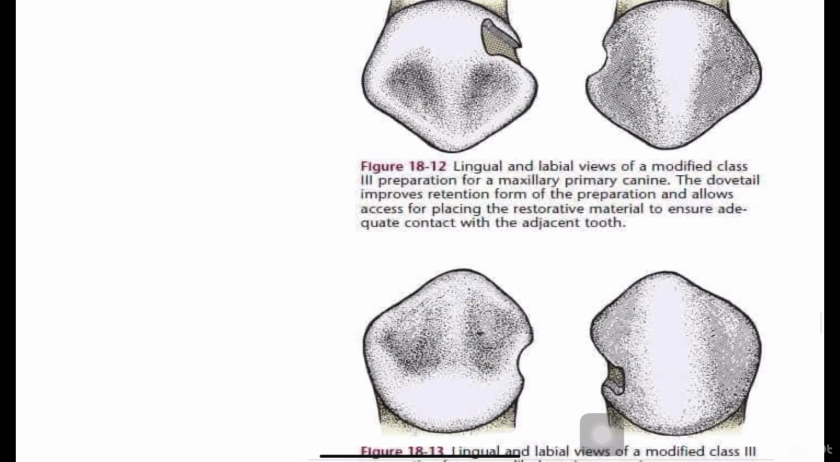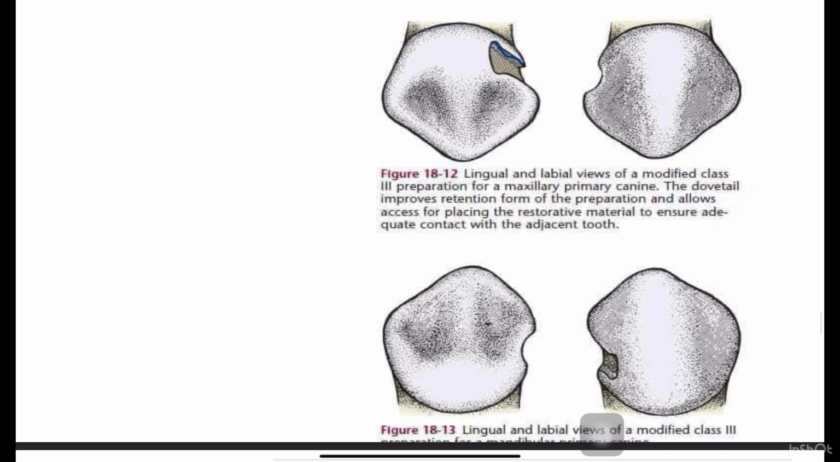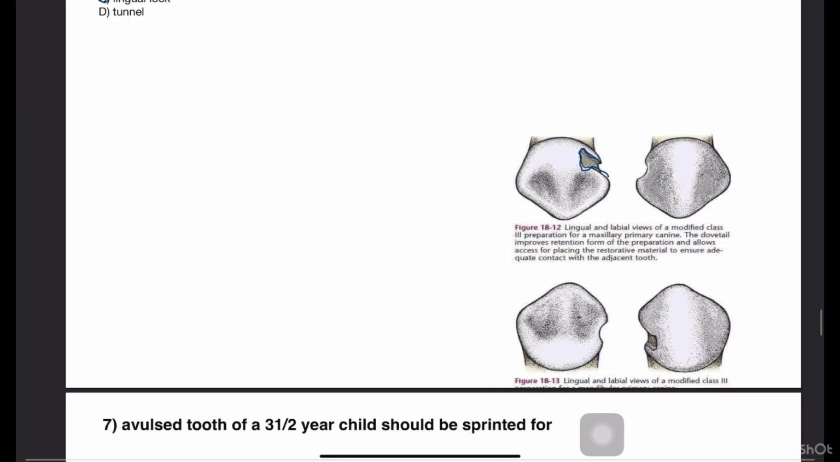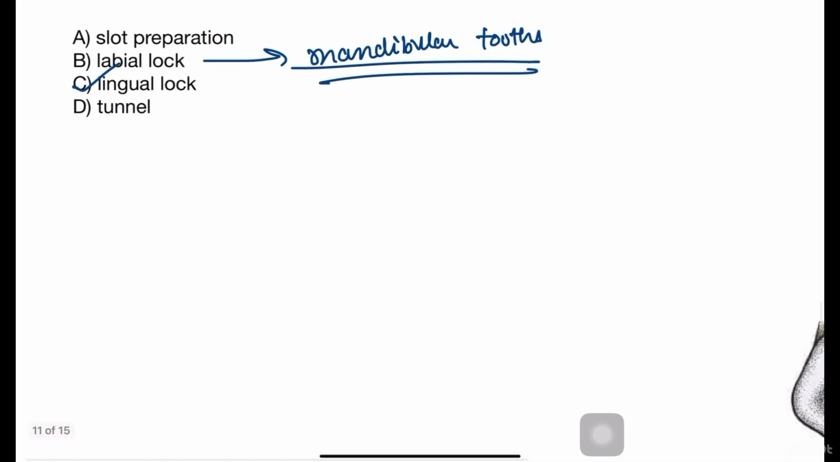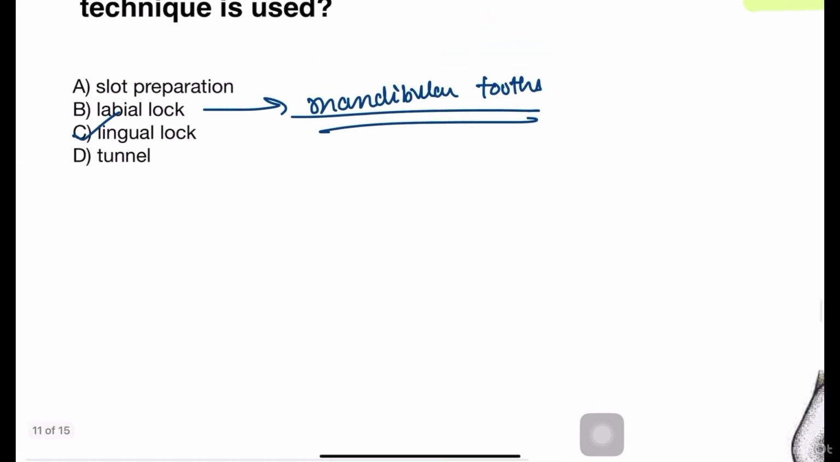These are the lingual locks which are given in the maxillary anterior teeth. Also, we give labial lock in such situations where we have a mandibular tooth, where no more aesthetics are required. So there we give labial lock. Otherwise, we give lingual lock in maxillary teeth.